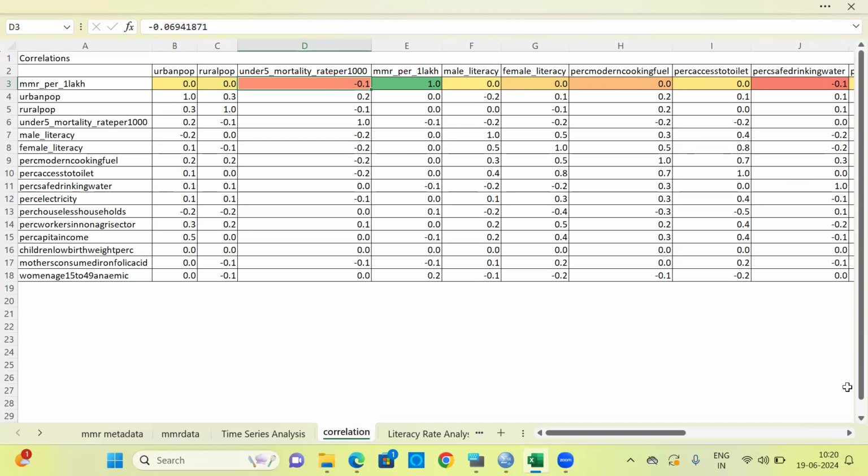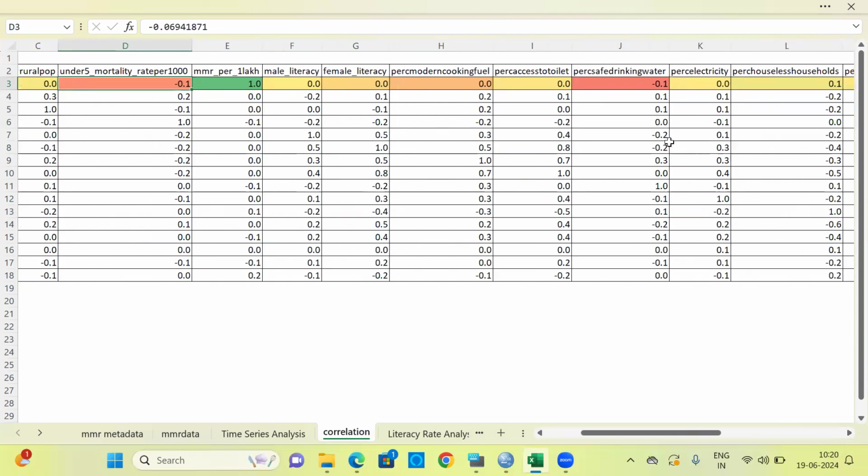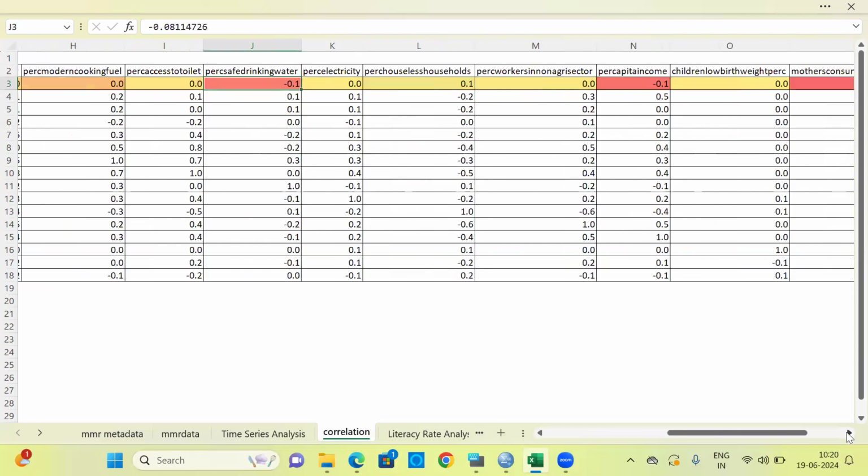Let's proceed to the right side. There's another variable which is called percentage of safe drinking water. There is a strong negative correlation of percentage of safe drinking water and maternal mortality rate analysis. What does this suggest? This suggests that as the percentage of safe drinking water goes up, the maternal mortality rate comes down. Very interesting analysis. The rest of the variables do not show a strong correlation.